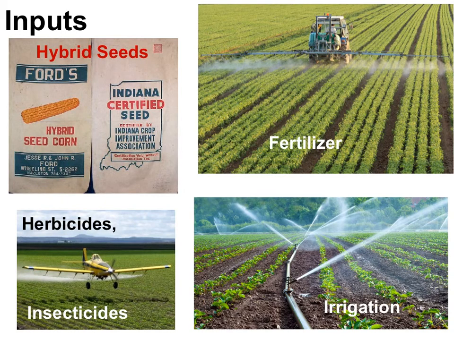Here's a look at all of the inputs: hybrid seeds, irrigation water, fertilizer, pesticides, herbicides. In energy terms, these inputs add up to be large. And this type of agriculture is not sustainable. Maybe you can see why in some of these images.